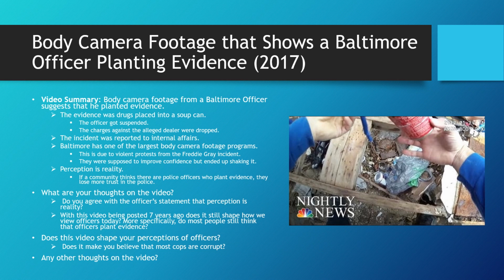As a result, these body cameras were supposed to improve confidence, but ended up shaking it since it catches a lot of corruption on camera. Therefore, this feeds into the concept of perception is reality. If a community thinks there are police officers who plant evidence, they lose more trust in the police and have the perception that all police are corrupt.